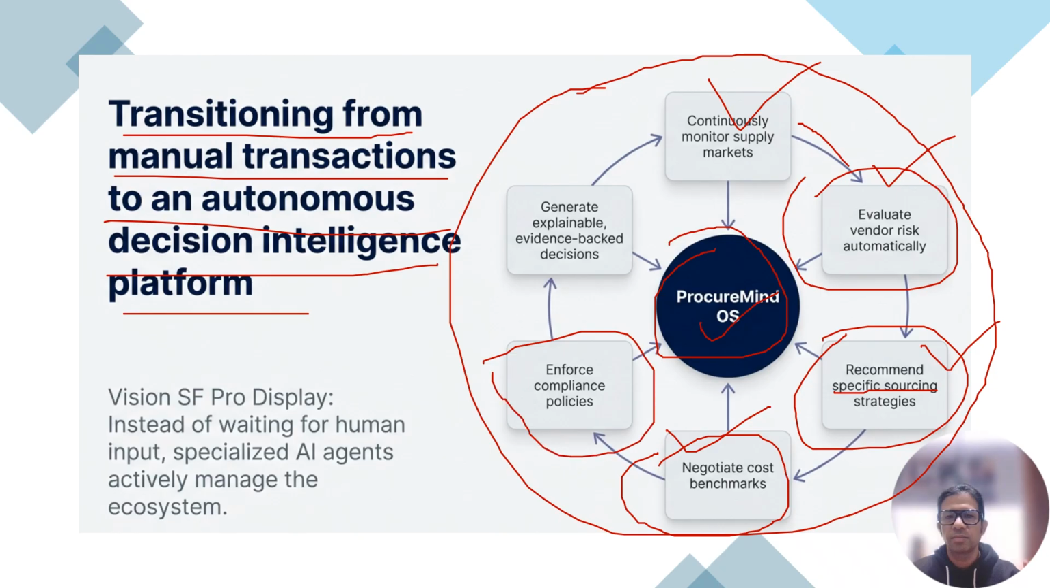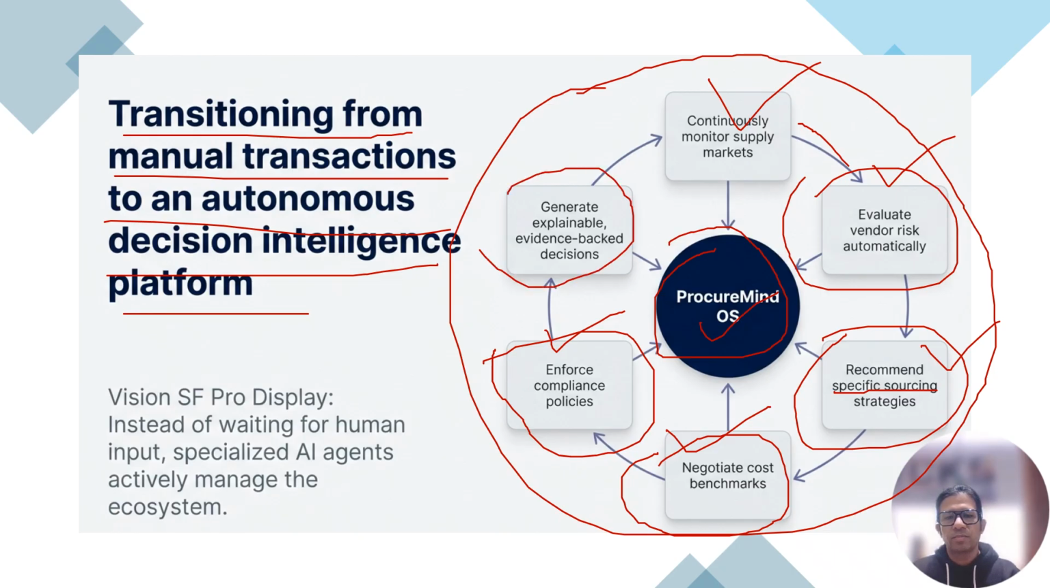Now comes the fifth capability, enforce compliance policies. This is what executives and auditors love. It means the system doesn't just recommend, it checks approved vendor list, policy thresholds, delegation of authority, contract rules, and regulatory constraints. So compliance becomes built-in, not a last-minute blocker.